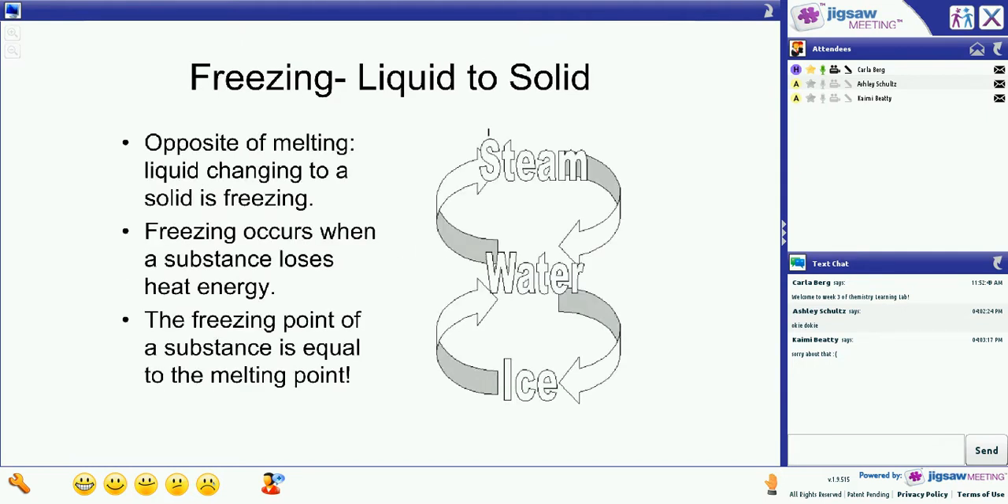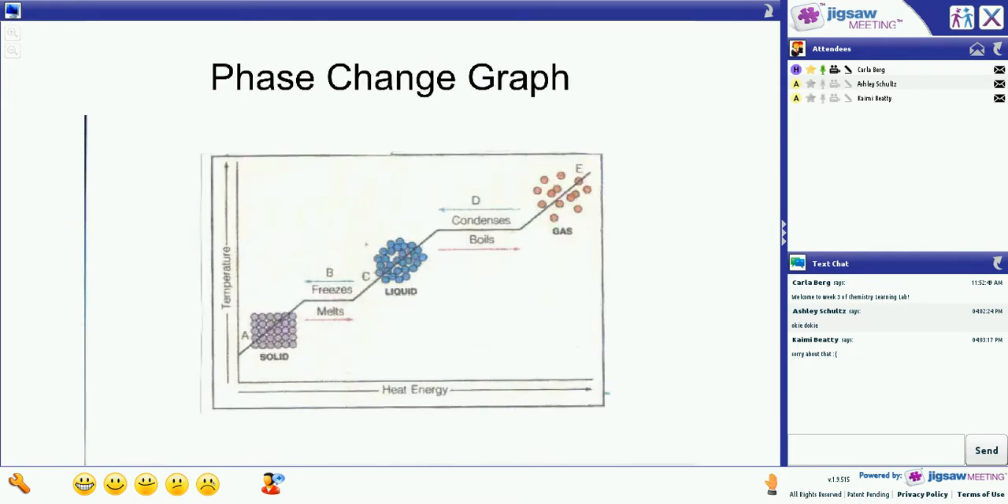Freezing is when something turns from a liquid to a solid. It's the opposite of melting. Liquid changing to a solid is freezing. Freezing occurs when the substance loses heat energy. The freezing point of a substance is equal to the melting point of a substance. And this is just that graph again, except this time I put the little particles and the space between the particles in it.